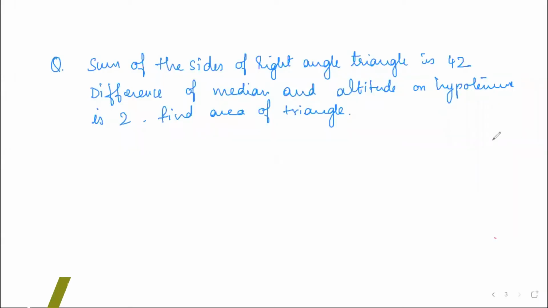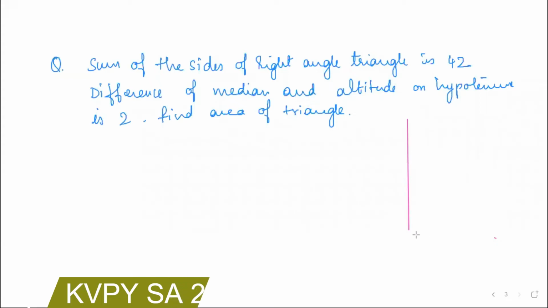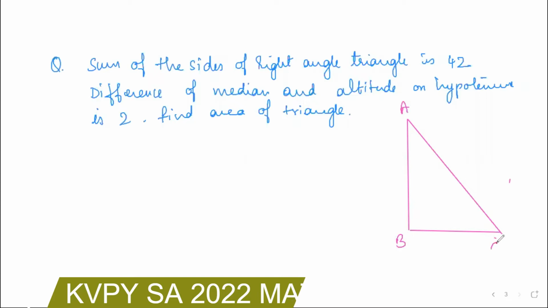Another question is, the sum of the sides of the right angle triangle is 42. The difference of the median and the altitude on the hypotenuse is 2. Find the area of the triangle. So if we construct a right angle triangle here and denote the vertices by A, B, C, let's say this is the median, BD, and this is the altitude, which is BE.